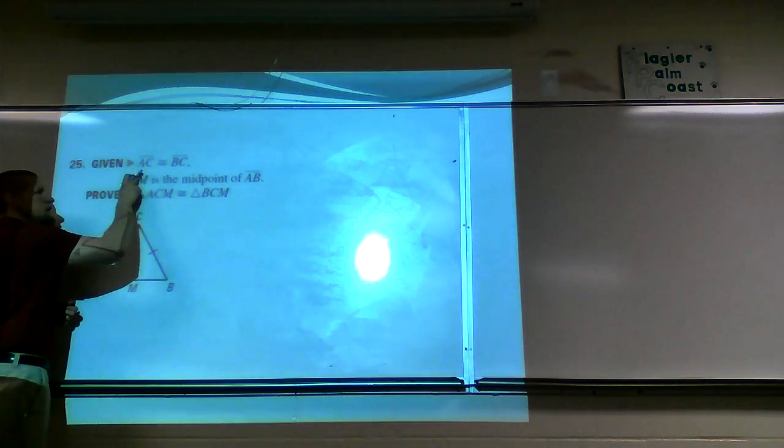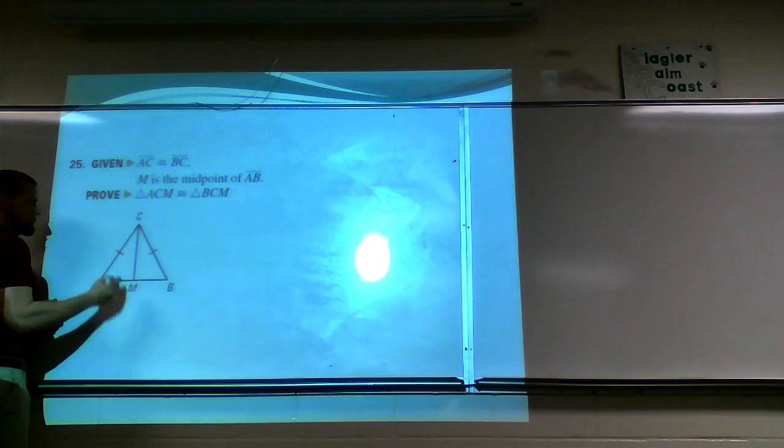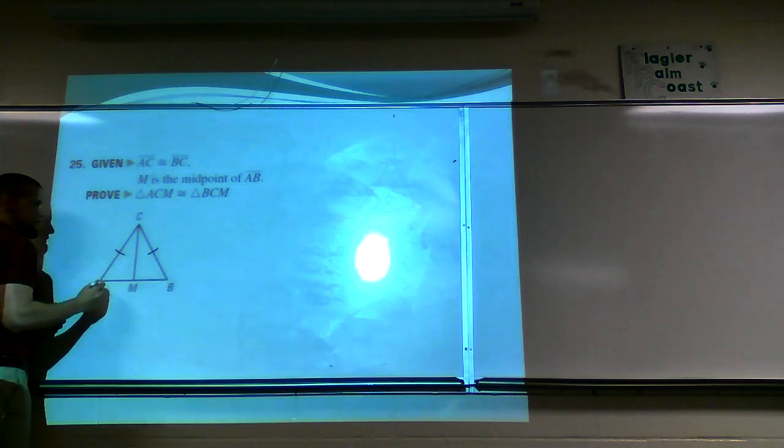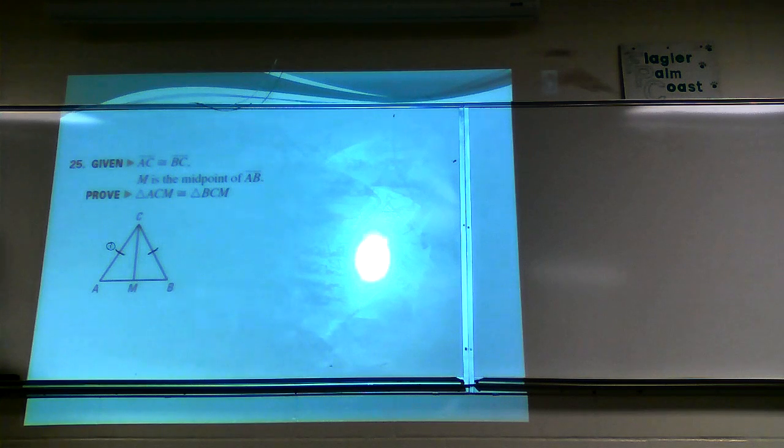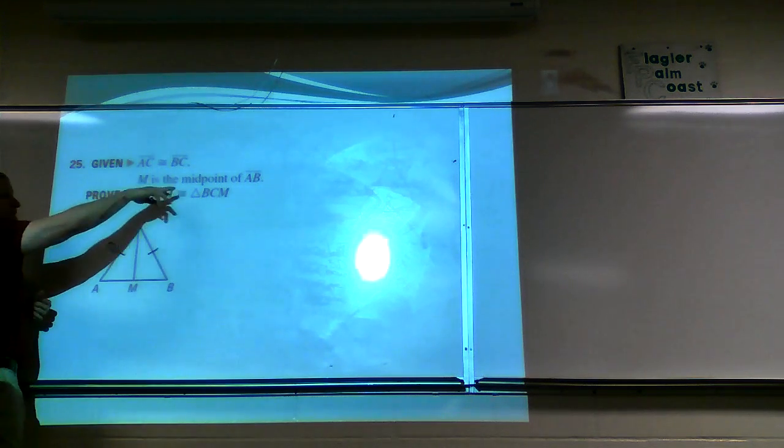So the givens would be AC is congruent to BC, right there. All right, I'm putting a 1 by it because that's going to be my first step. Just reminding myself I start with the given. And the other one is M is the midpoint of AB.